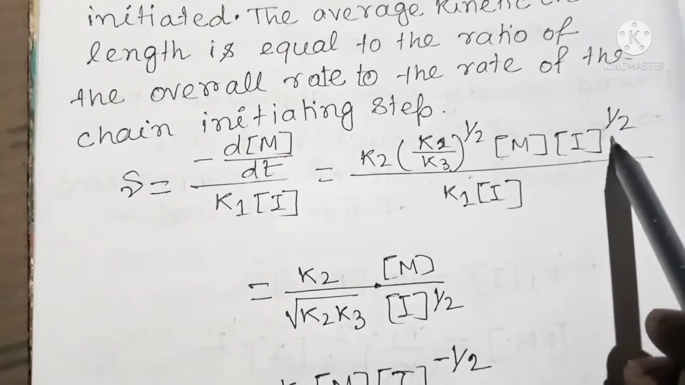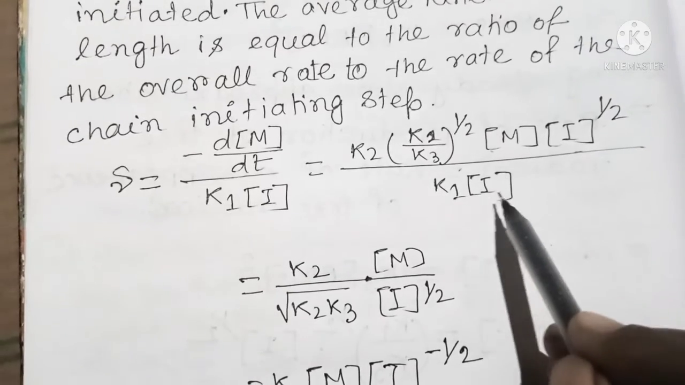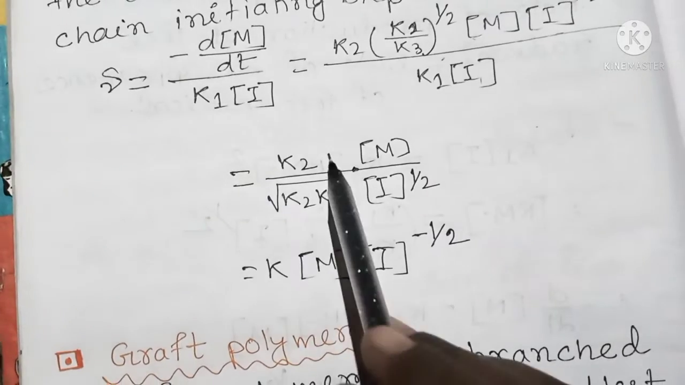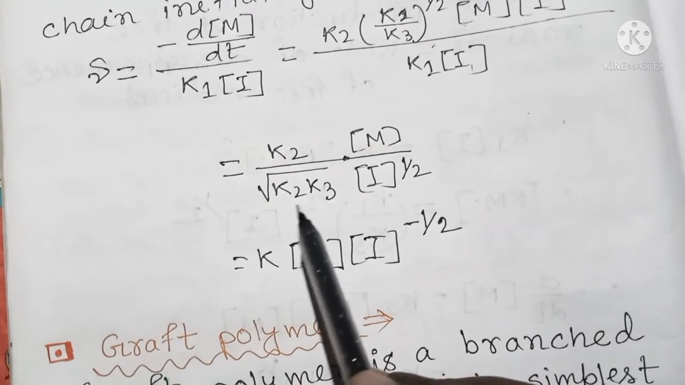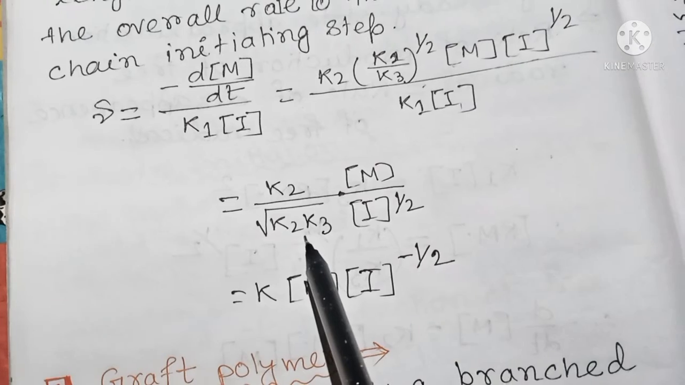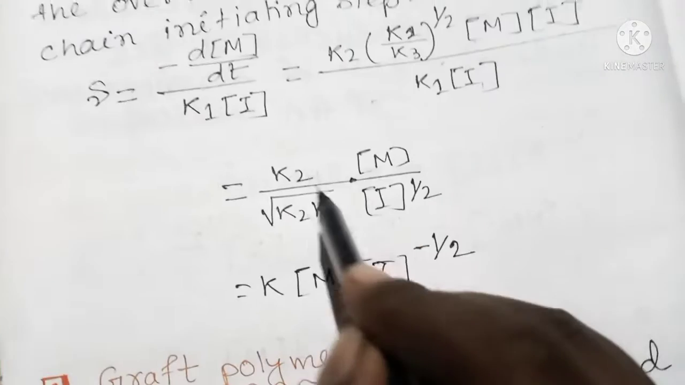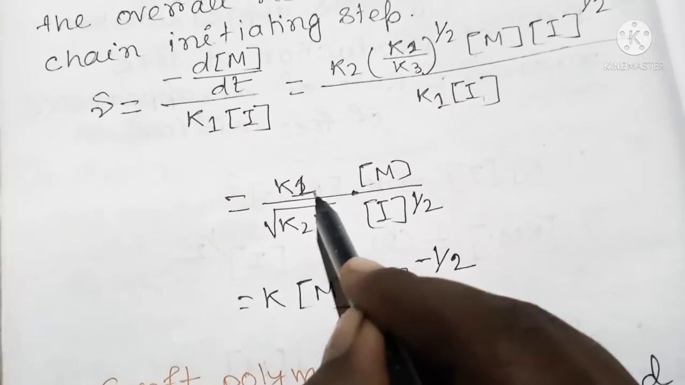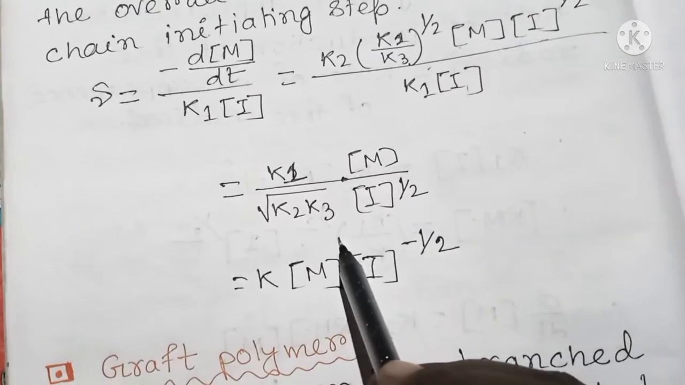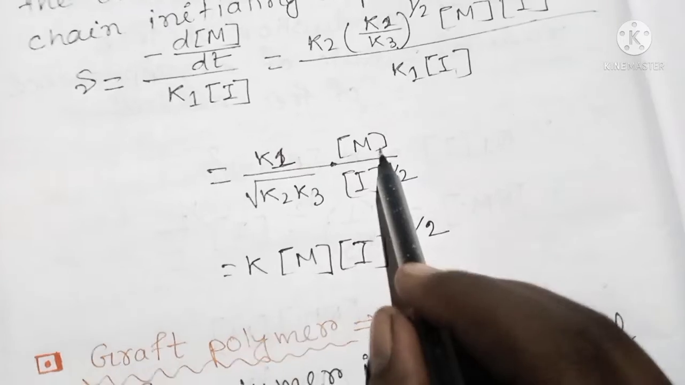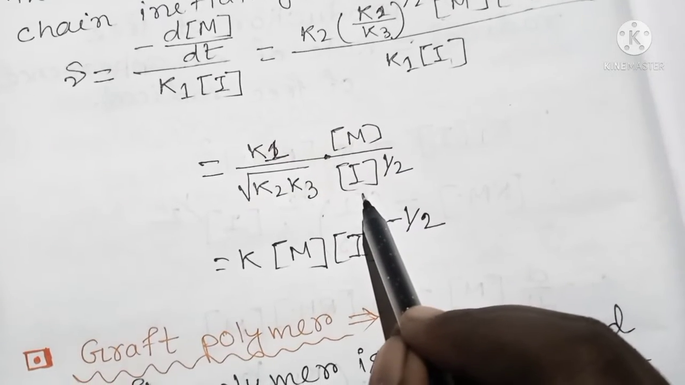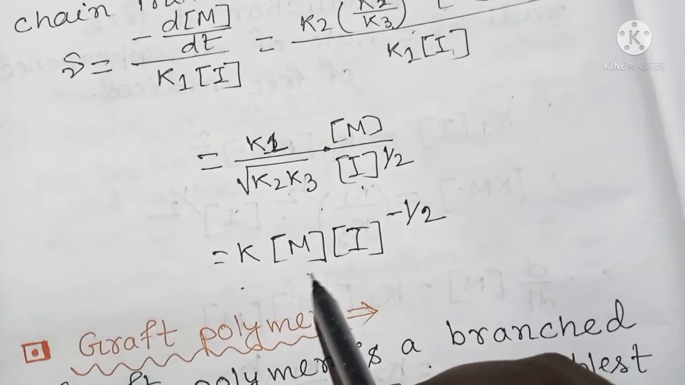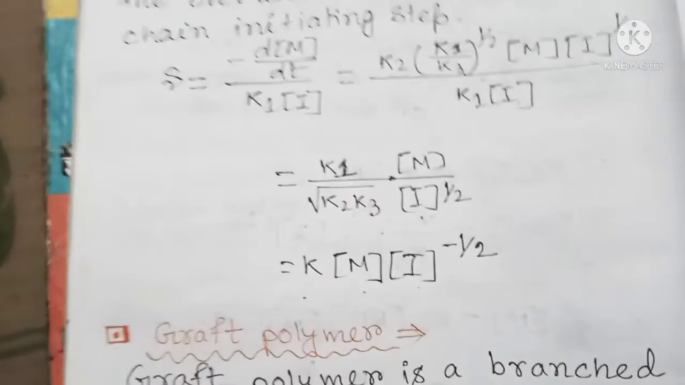Equal to K2 by root over of K2 into K3, K1 by root over of K2 into K3 into the concentration of M by the concentration of I to the power half, equal to K into the concentration of M into the concentration of I to the power half. So this is the kinetic chain length nu.